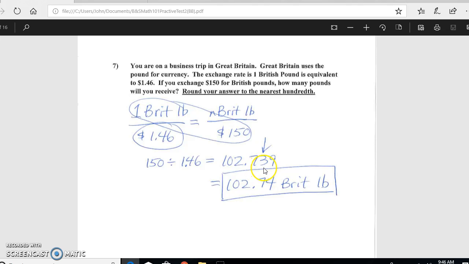So we're going to round at the hundredths place where the 3 is, and we always look at the digit to the right, and in this case we have a 9, which is 5 or greater, which means we have to round up the 3 to a 4, and this is our final answer, 102.74 British pounds.